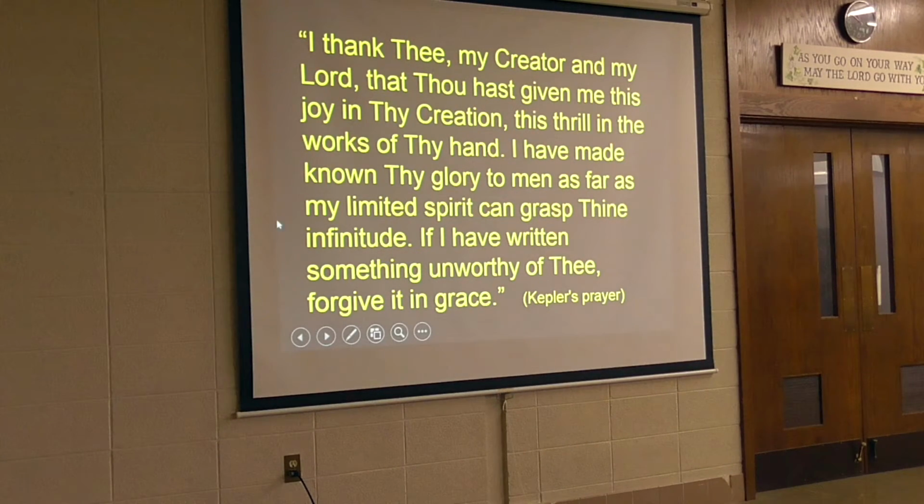And we'll just end it right here, which means I actually might be well behaved today and be done a little early. Kepler, one of my favorites, had this prayer. I thank thee, my Creator and my Lord, that thou hast given me this joy in thy creation, this thrill in the works of thy hand. I have made known thy glory to men as far as my limited spirit can grasp thine infinitude. If I have written something unworthy of thee, forgive it in grace. So let's end with that prayer today.